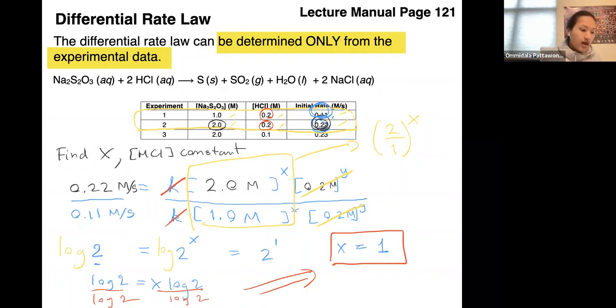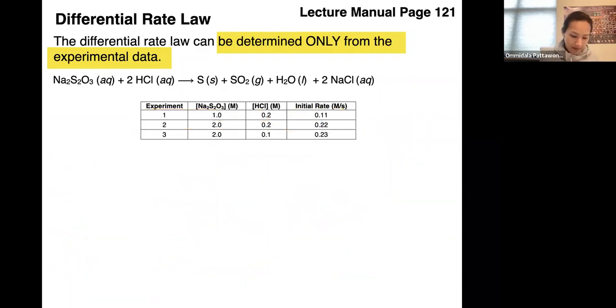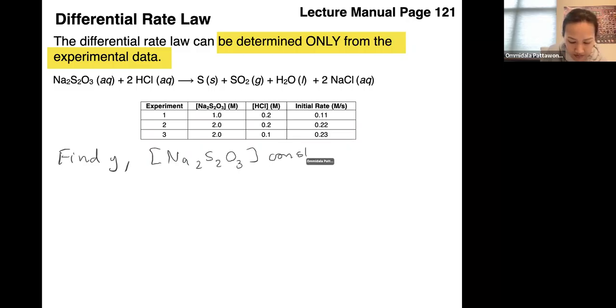All right, so now we know x. The next thing we're going to do is find y. To find y, you will need to keep the concentration of sodium thiosulfate constant. Looking at the experiments, experiments 2 and 3 are the ones we need to choose, because the concentration of sodium thiosulfate is kept constant. I'm going to set it up so the higher rate is on top, so you don't get a fraction. So I'm going to use rate 3 over rate 2.